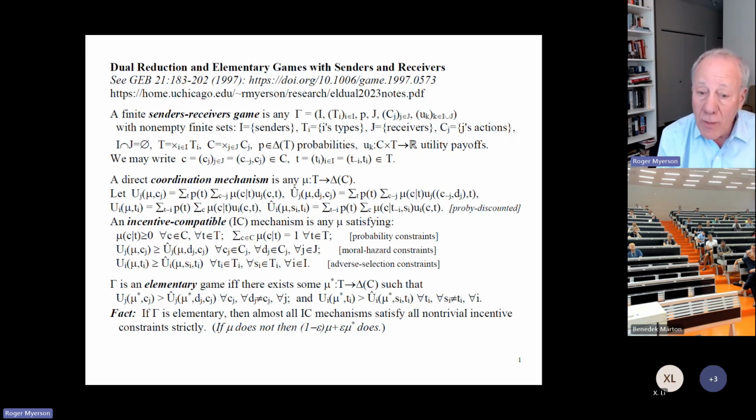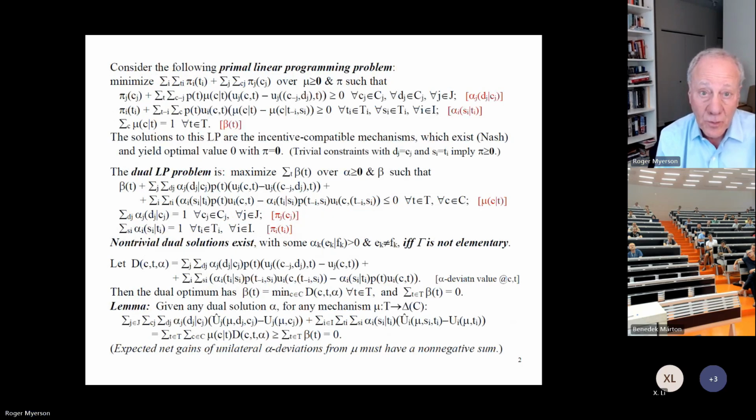So almost all, the whole relative interior of the incentive compatible mechanisms, almost all incentive compatible mechanisms satisfy all incentive constraints strictly in an elementary game. So in that sense, there is no perfection problem. All the incentive constraints are strict. Remember, our Nash equilibria are themselves a subset of the incentive compatible mechanisms, the Nash equilibria of any game with communication.